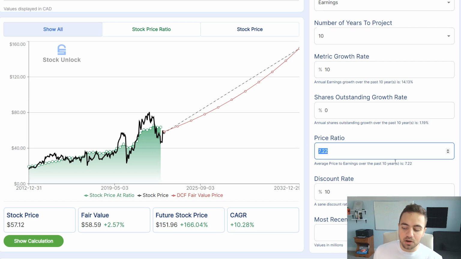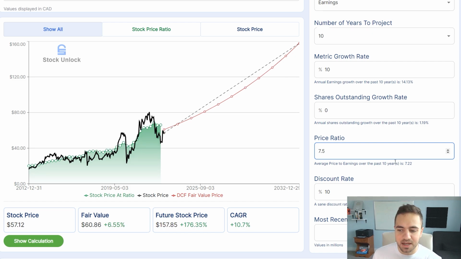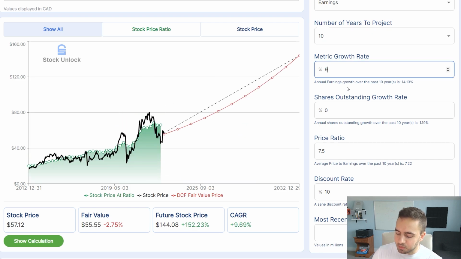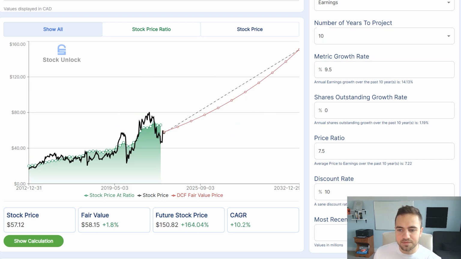Now, I also think that the stock is probably going to trade for a price to earnings ratio more around 9, but I want to be conservative again, so I'm going to say 7.5 over the next decade. And when I put in these metrics, I can see that Equitable Bank is still selling 6.5% below fair value. So I am going to knock down the growth rate to about 9.5%, and then we get very close to fair value of about $58.15.